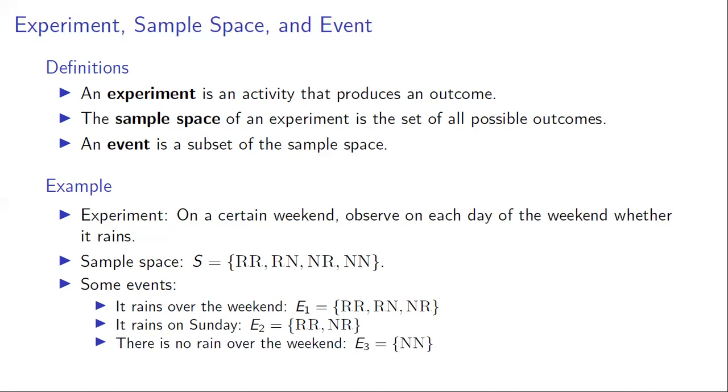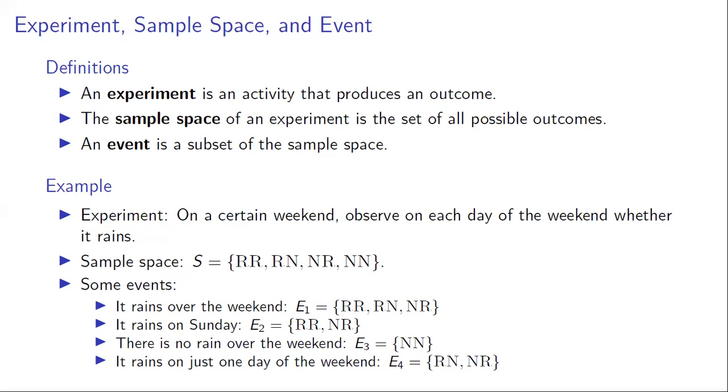Here's another possible event. There is no rain at all over the weekend. This is a subset of S that has only one element, where it does not rain on Saturday, does not rain on Sunday. And here's another possible event. It rains on just one day of the weekend. Only one day of the weekend. So we can call this event E4, and this is another subset of S, so either it's RN or NR.